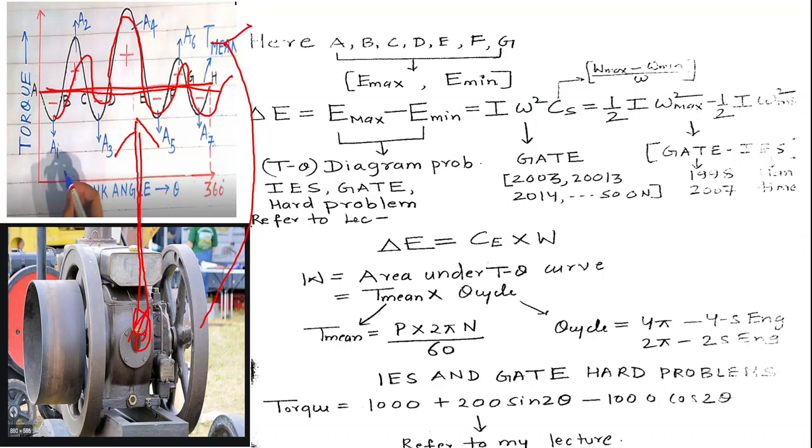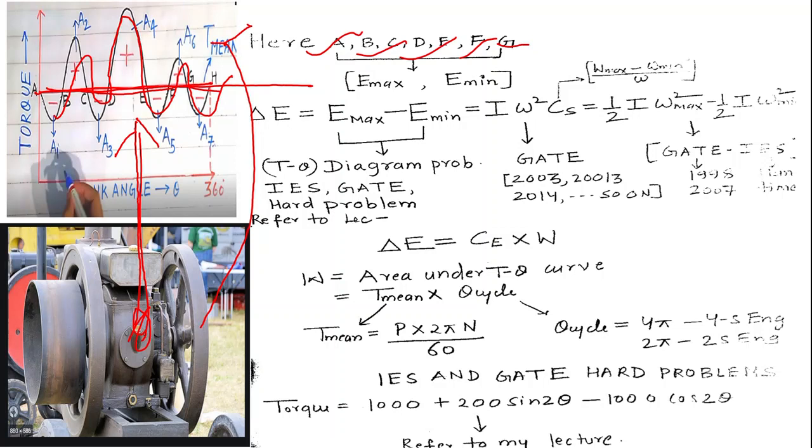Okay friends, now we have to look at one important concept. The torque curve of the engine cuts the mean torque line of the flywheel at A, B, C, D, E and F. That is, the mean torque line is this horizontal line. This is the mean torque line, and it is cutting the torque produced by the engine, that is this curved line, at points A, B, C, D, E, F, G.